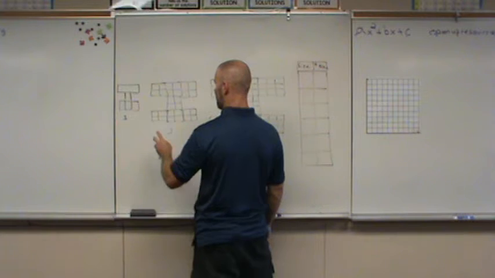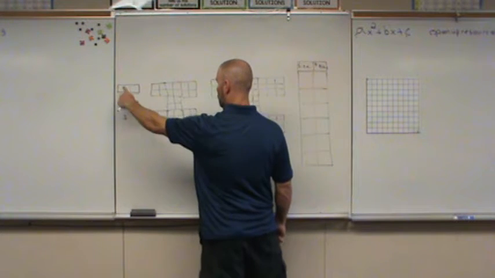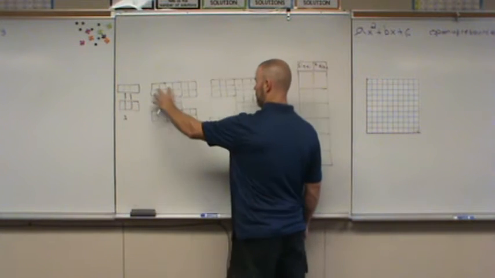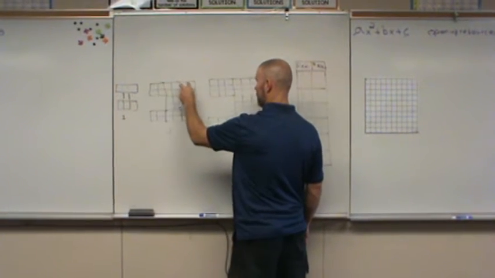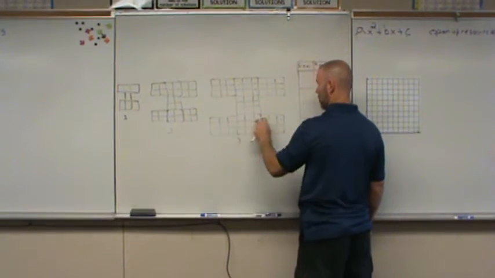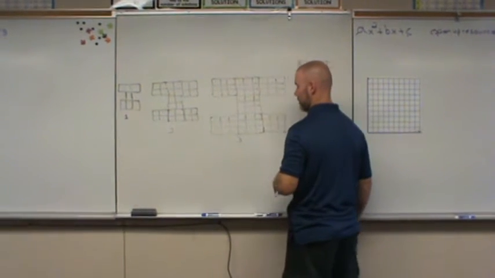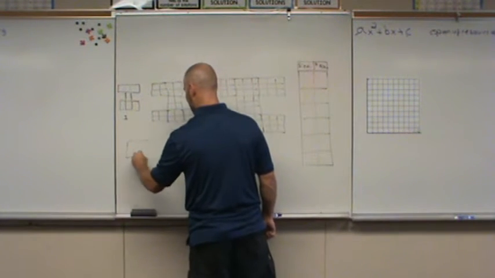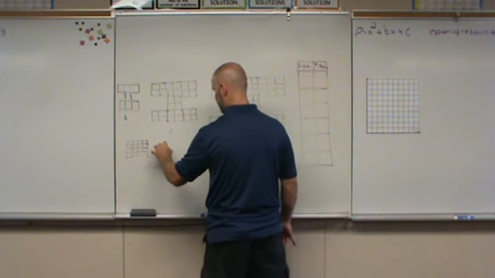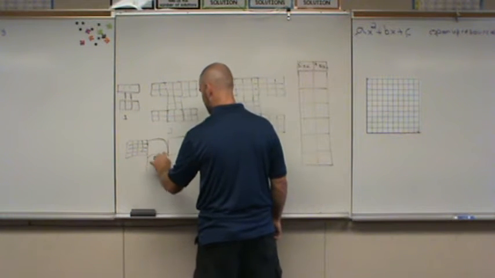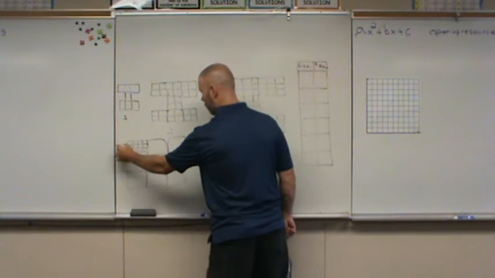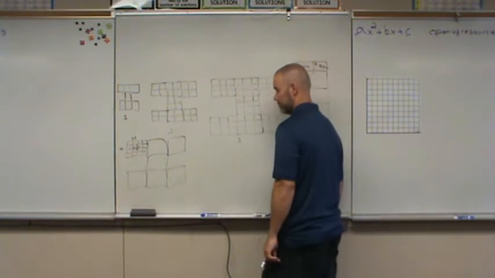Well, you should have recognized that the first figure was a total of 7 1 by 1 squares. The second figure was a total of 7 2 by 2 squares. The third one was a total of 7 3 by 3 squares. So that means my fourth figure had better be a total of 7 4 by 4 squares, right? Well, 4 by 4 is 16.